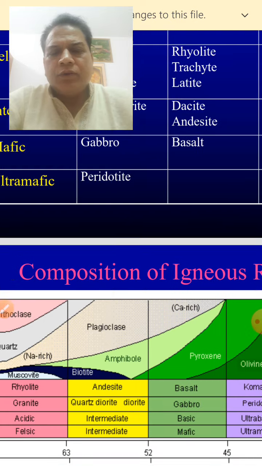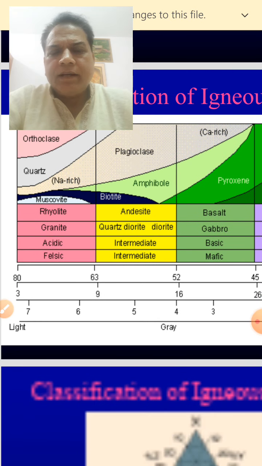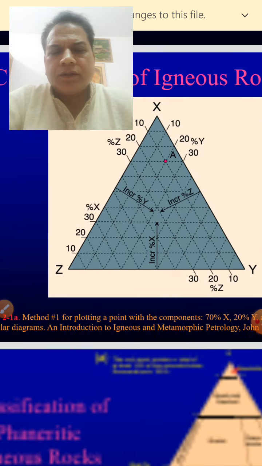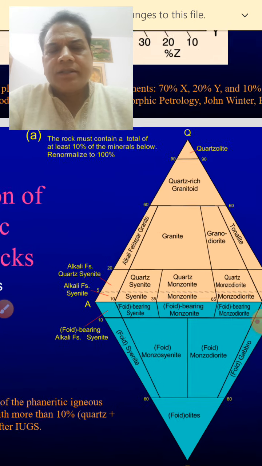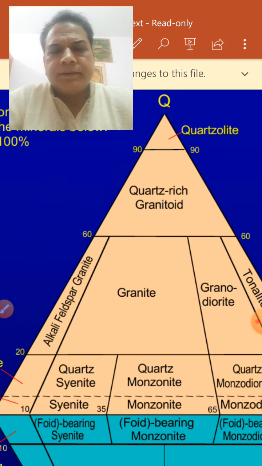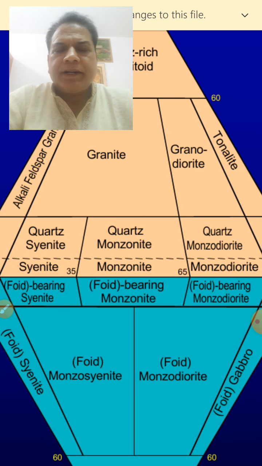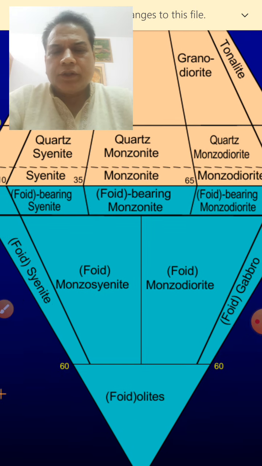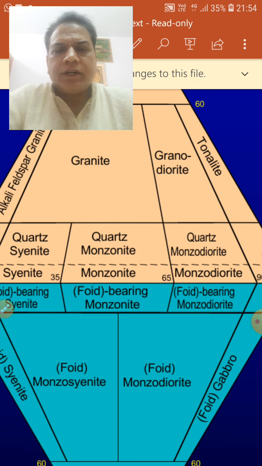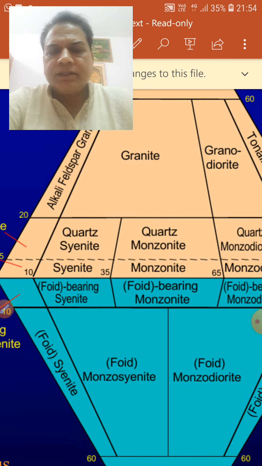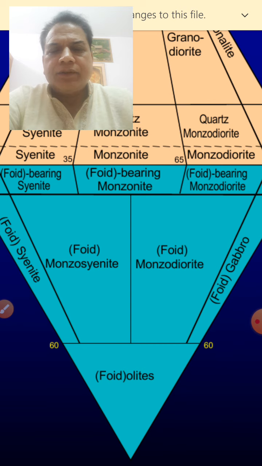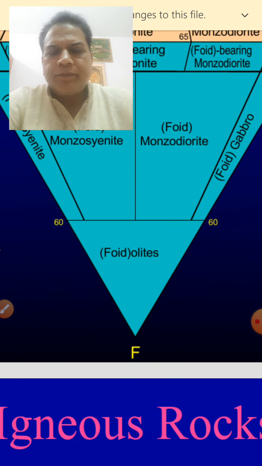Right, then moving to this, you can have this classification on the basis of the QAP diagram. This is separate for your phaneritic rocks, or you can say the plutonic rocks. The different textural terms we already discussed when we took the classification of igneous rocks, and the different fields of different rock types are plotted.